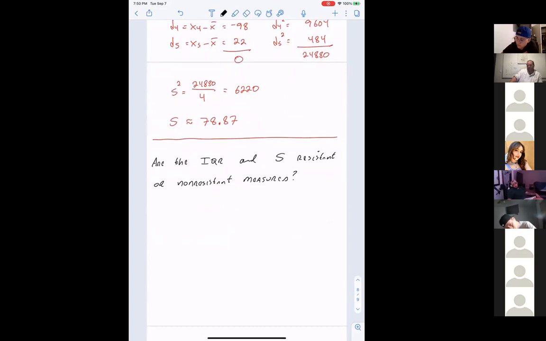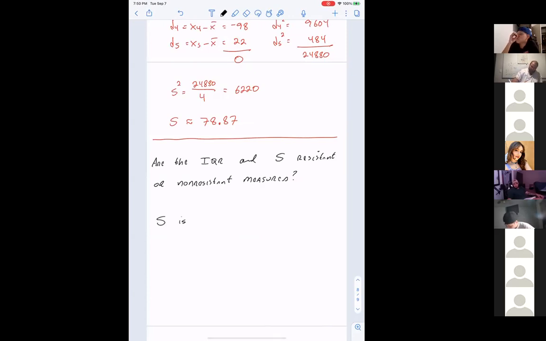Wouldn't it be non-resistant? I'm sorry, someone was answering first, but you cut out. What were you saying? Yeah, I was saying non-resistant just due to numbers. You change any of the numbers, it might change dramatically. Okay, for both of them or for one of them? I believe the S one would change for sure. I'm not sure about the IQR.